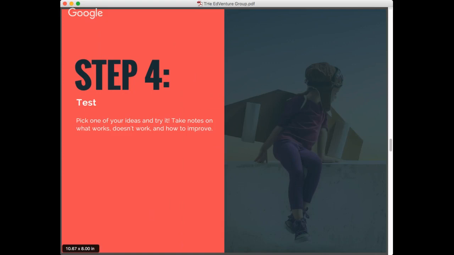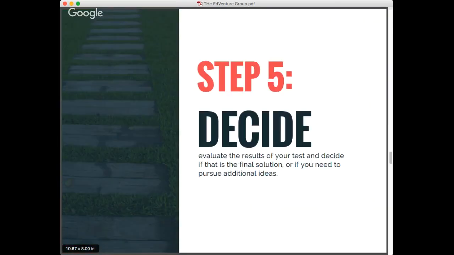So step 4 is testing. Try out what you think would work best to address your problem. In step 5, decide. So this is where you really evaluate the results of your test and you decide if that's the final solution or if you need to go back and look at those other ideas you developed in step 3. And this is really just determining what's the best way to move forward and finalize a product or a service that really meets that need we identified in section 1.